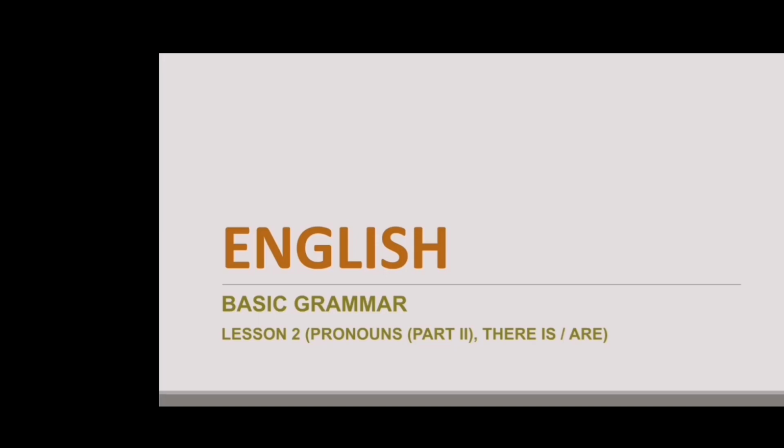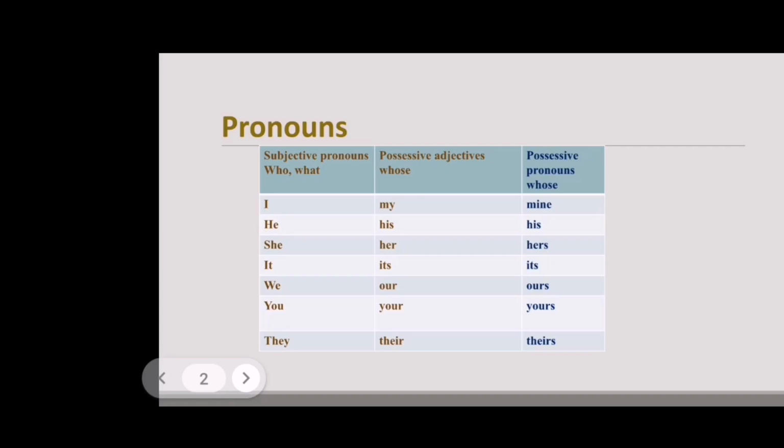English Basic Grammar, lesson number 2. Today we are going to speak about pronouns. The possessive pronouns is the second part, and 2 grammar structures, there is or there are. I hope that you can recognize the verb to be.